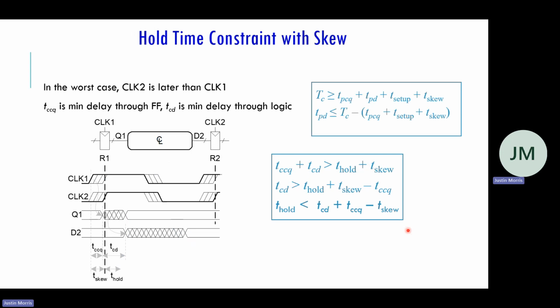But then if we have the hold time constraint, again, we're doing worst case analysis here. For a hold violation, the problem occurs if the clock is late, right? Because if the clock is late, that means that I actually need to hold for longer than expected. So that's why if we look at it here, we are subtracting rather than adding.